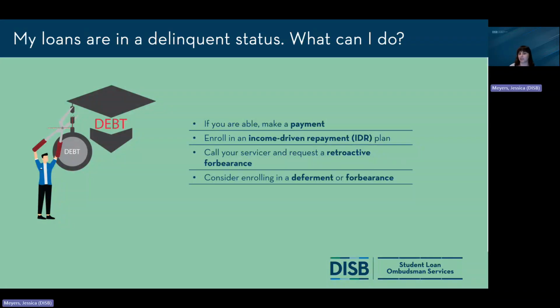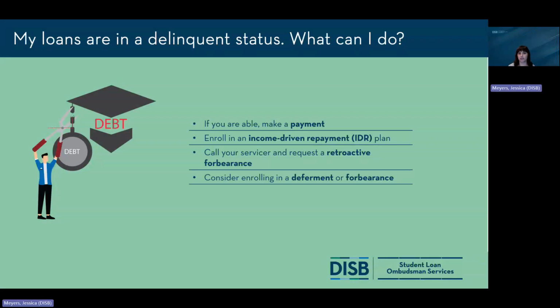What are your options if your loans are in a delinquent status? If you're able to make a payment as soon as possible, you can also enroll in an income-driven repayment or IDR plan. These are repayment plans that essentially tie the amount you pay on a monthly basis to your income, family size, and tax filing status. For some borrowers, this payment might even be $0. You can enroll and explore income-driven repayment options on studentaid.gov.